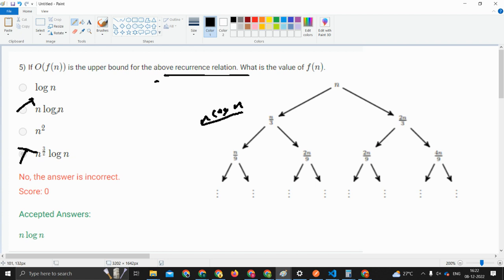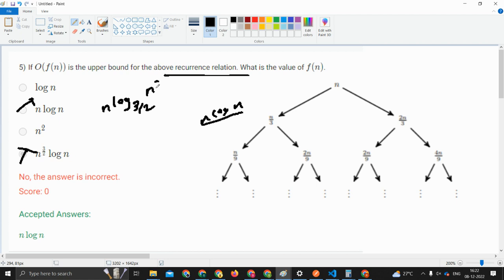This is wrong. Second, what is going to be the base one? Can you tell me? We have seen this. The base for this, it's going to be how much? Two? No, 3. The base is going to be 3 by 2 for this, so n log base 3 by 2 of n.